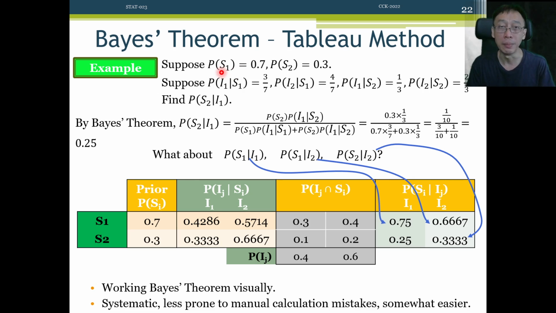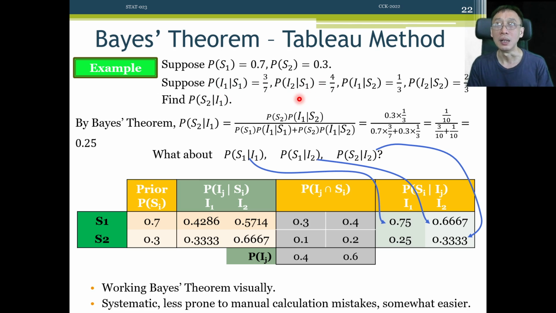Given P, the prior probabilities, P of S1, S2, given the credibility matrix of the consultant. And again, this consultant is a mental device for us to understand why we have this given S1, given S2 kind of scenario. So the consultant's matrix is: given that S1 happened, the chance of I1 happening is this, I2 is this. And what is I1?